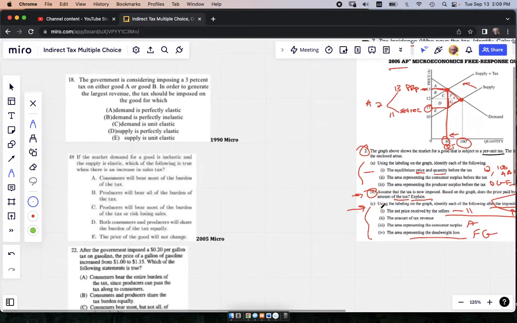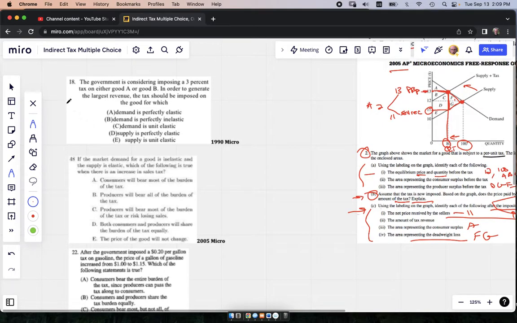Let's look at how this has been tested on AP exams. Question 18: the government is considering imposing a 3% tax on either good A or good B. In order to generate the largest revenue, the tax should be imposed on the good for which? Well, think about it like this. Let's just say if demand was elastic, people will stop buying the good, right? And if the demand was super elastic, if the price goes up, nobody will buy this good anymore, right?